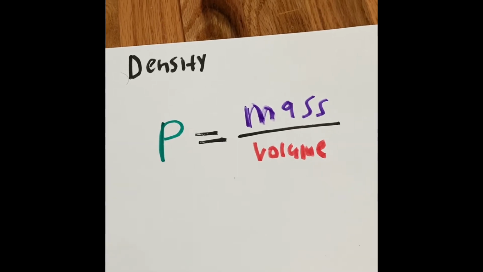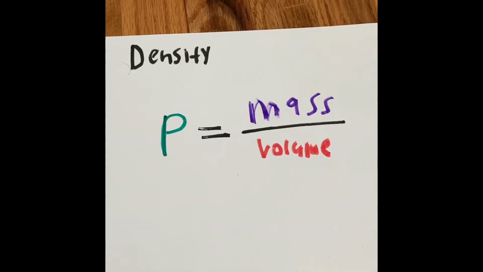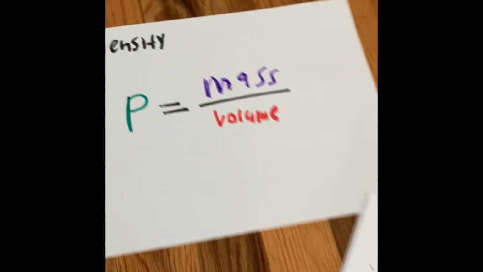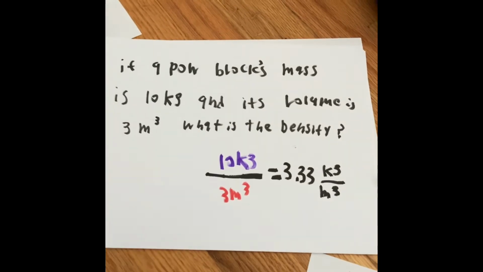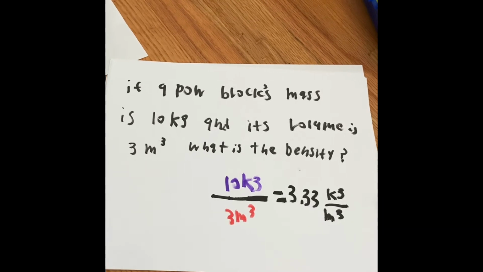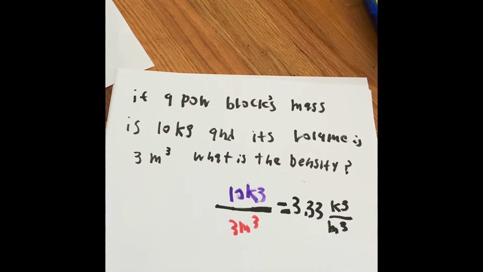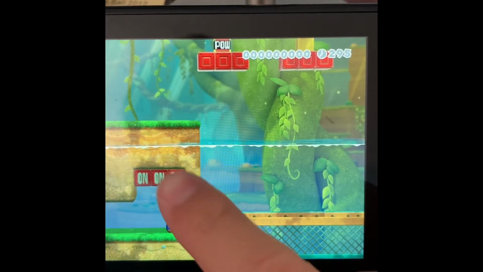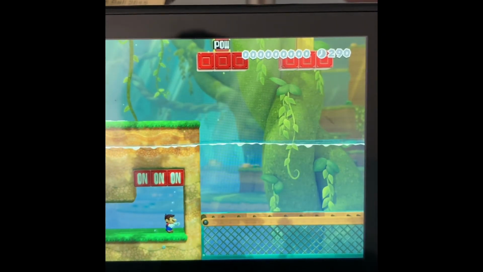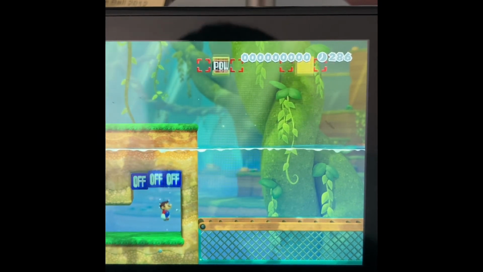But wait, we're not done yet. We can actually show an example of how density works. Because if we are using a POW block as the object for our problem, we're also going to use a wooden crate. The thing about the wooden crate is, when Mario pushes that button right there, the two things up there will drop. There's a POW block and there's a wooden crate. Let's see what happens.